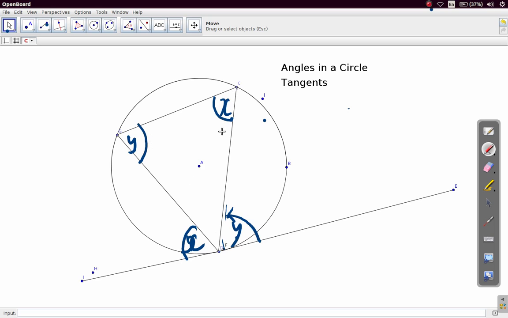Where this is a chord, this is the chord that we're talking about here. Let me highlight it. We're talking about this chord here. It divides the circle into two segments. And we see that the angle that lies between that chord and the tangent is equal to the angle that the tangent subtends in the alternate segment on the circumference. So they are equal in that case.